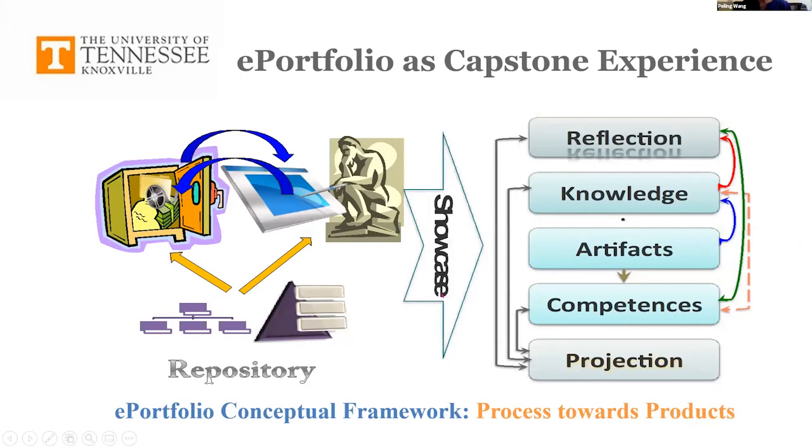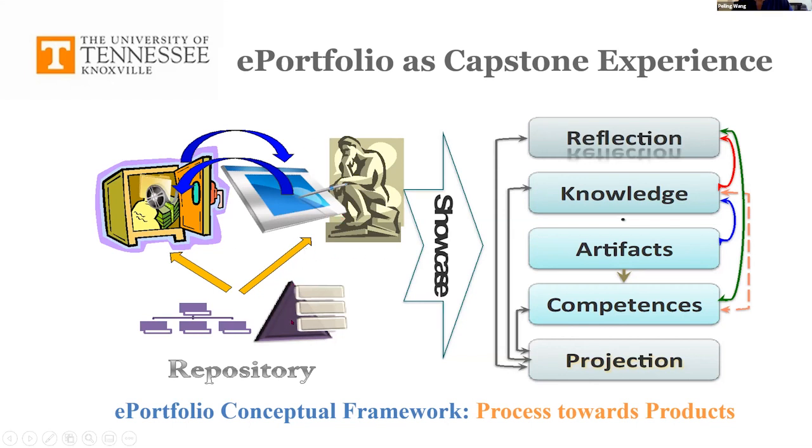So the model here is the process towards products. This may look a little bit dense, but it's actually not that much. First, you need to look at a treasury box, so we call it a repository. We deposit our learning objects, outcomes, the projects from the course and/or outside of the course.